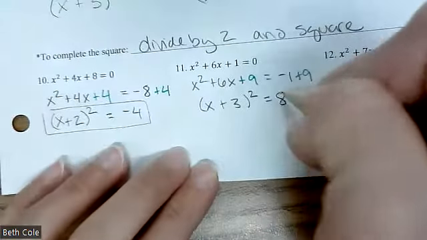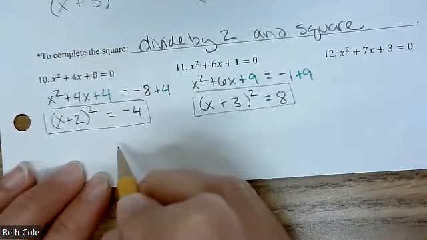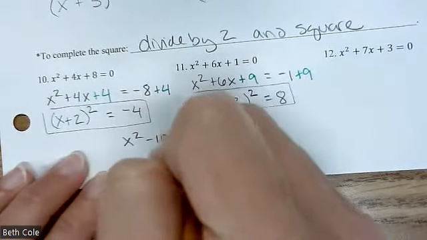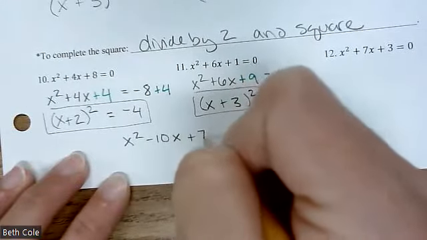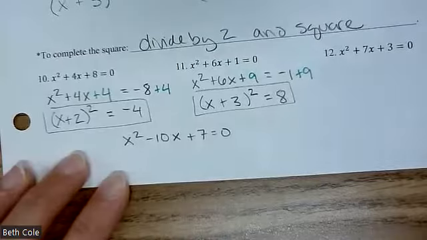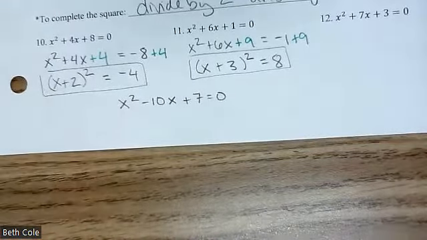Equals 8. Good. I'm just going to give you one to try. I'm just going to give you a little problem down here. I want you guys to try. I'm going to give you a break before we do number 12. All right, I'm going to hit pause. I want you guys to just try that one with the person next to you, and then I'll give you the answer. You can do it.